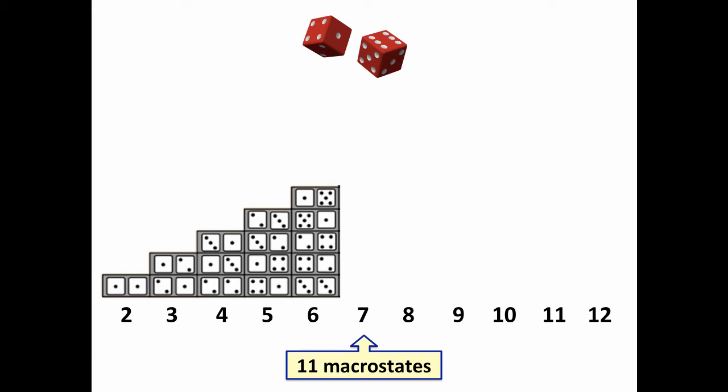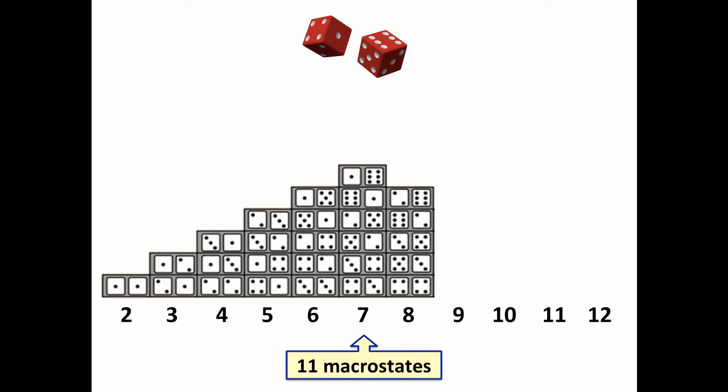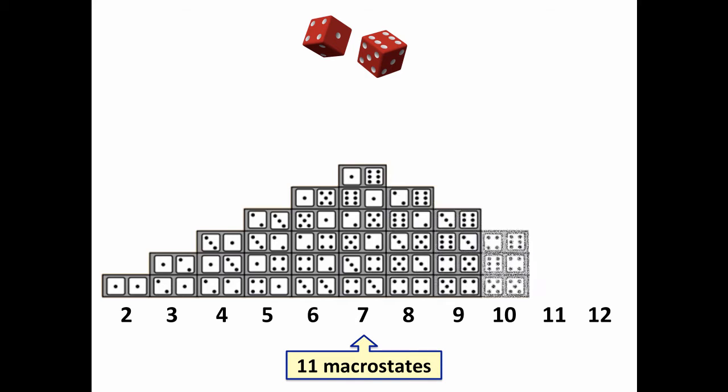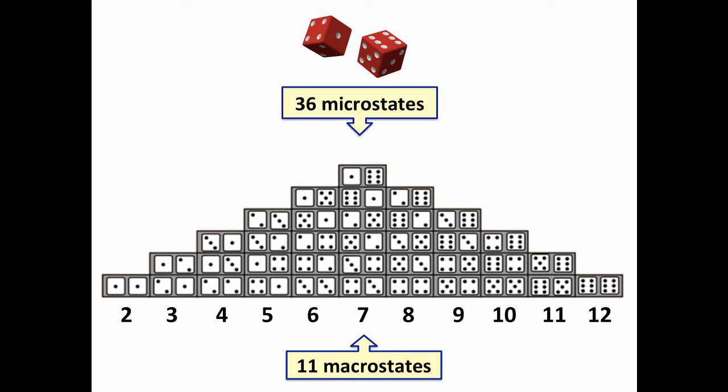5 ways to get a 6. 6 ways to get a 7, and then with 8 there's 5, 9 there's 4, 10 there's 3, 11 there's 2, and there's only one way to get a 12. We've got to have 6 on both of the dice in the pair. So that gives us a total of 36 what are called microstates. Each one of these possible rolls is a microstate.